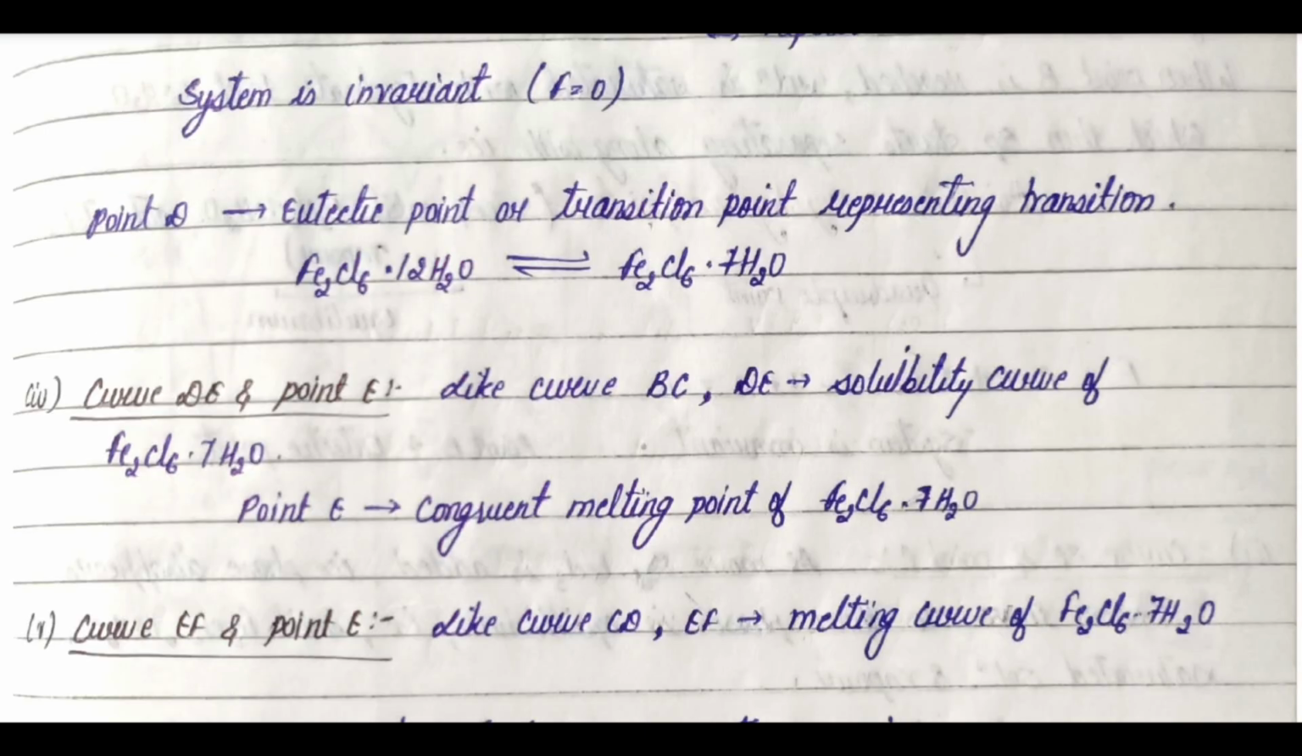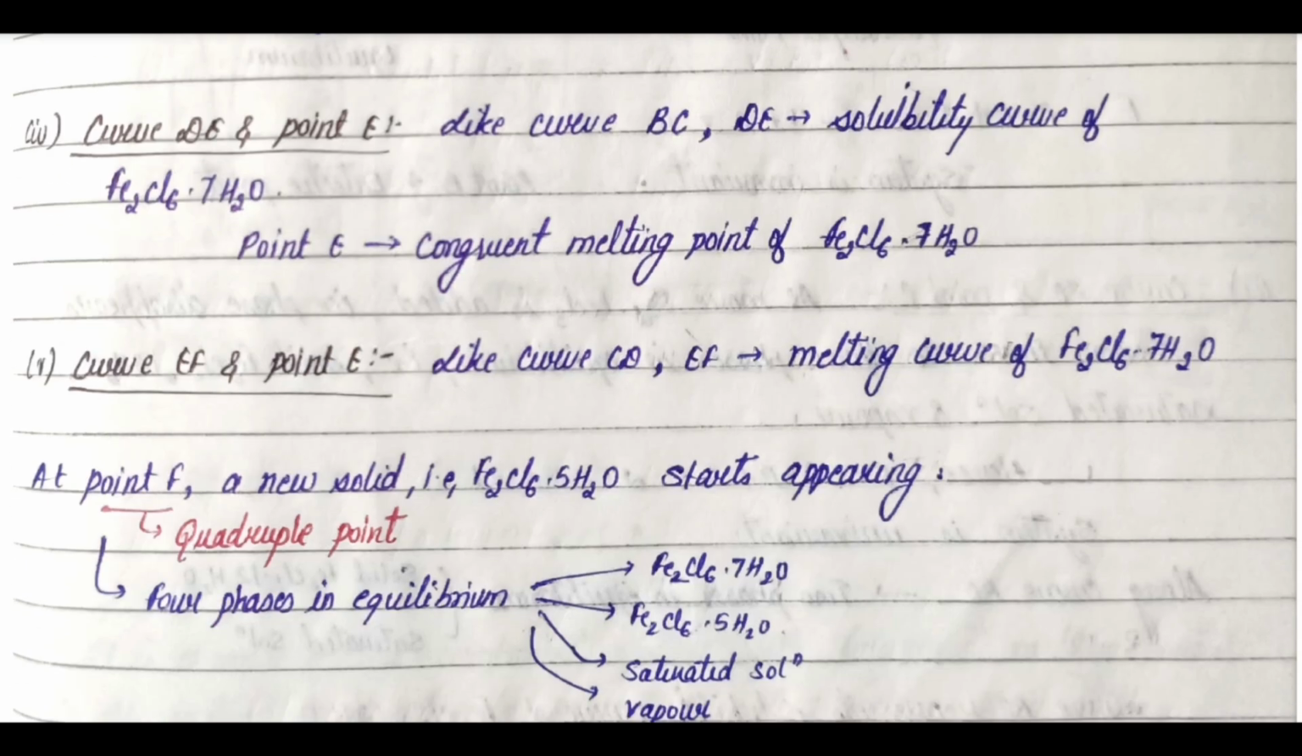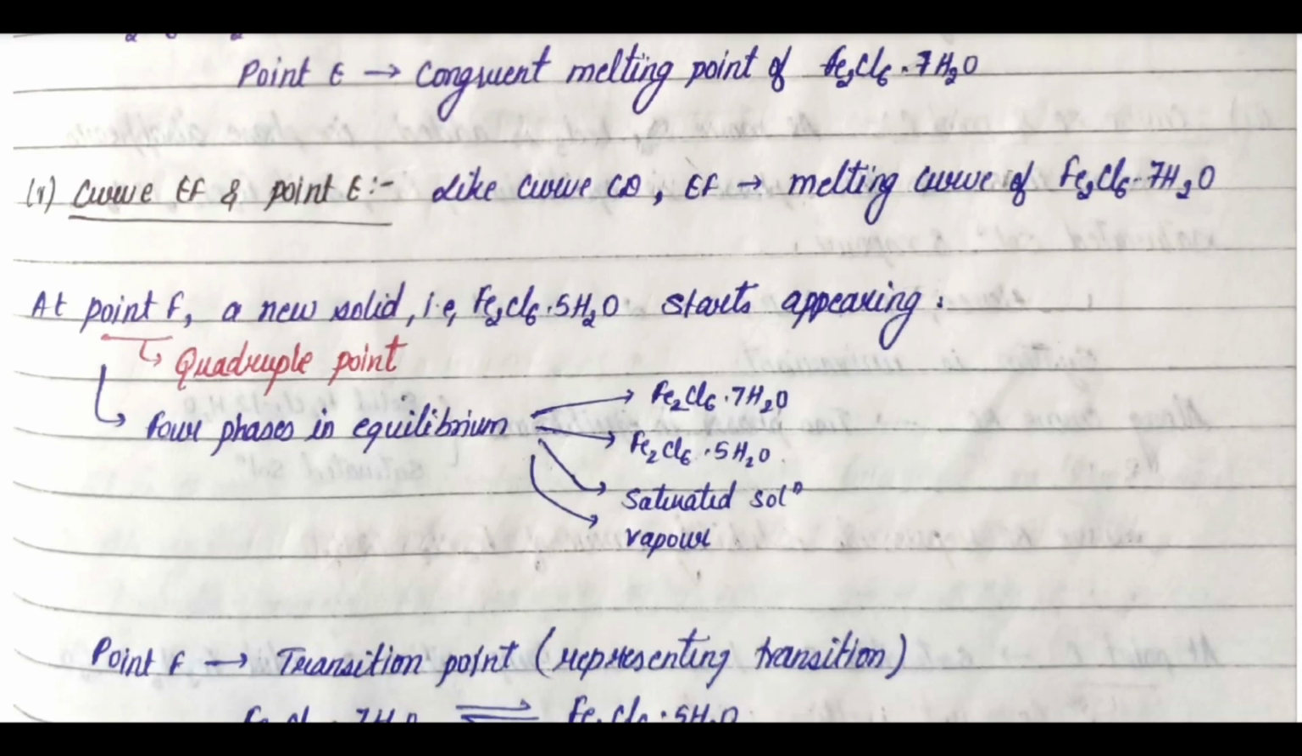Fourth, curve DE and point E. Like curve BC, DE is the solubility curve of Fe2Cl6.7H2O, and point E is the congruent melting point of Fe2Cl6.7H2O. Fifth, curve EF and point F. Like curve CD, EF is the melting curve of Fe2Cl6.7H2O. Point F is the quadruple point, and four phases are in equilibrium.